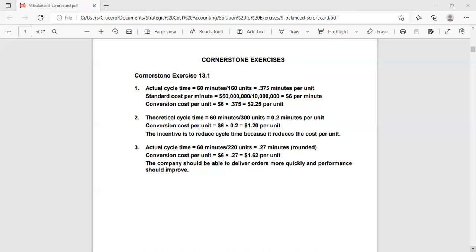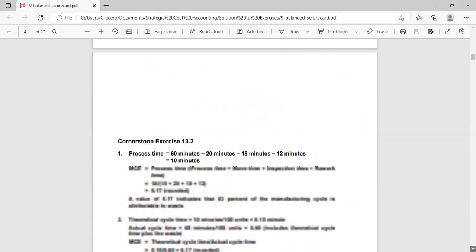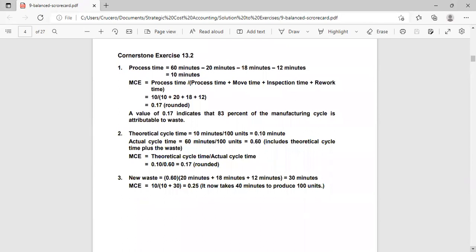Now we have exercise number 2, the MCE. For requirement number 1, calculate MCE and comment on its significance. Number 2, what is the theoretical cycle time? Calculate MCE using actual and theoretical cycle times. Number 3, what if waste is reduced by 40%? What is the new MCE and new cycle time?